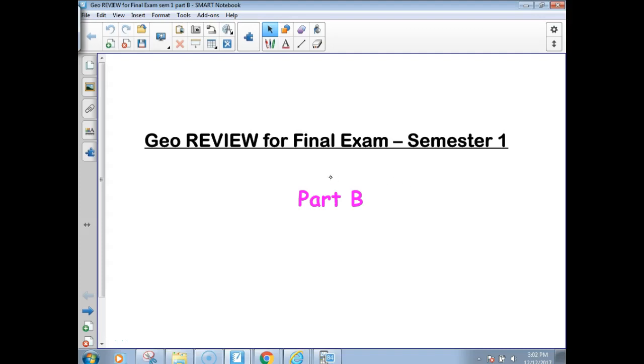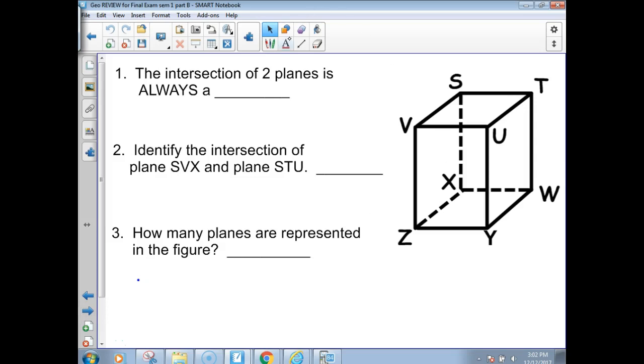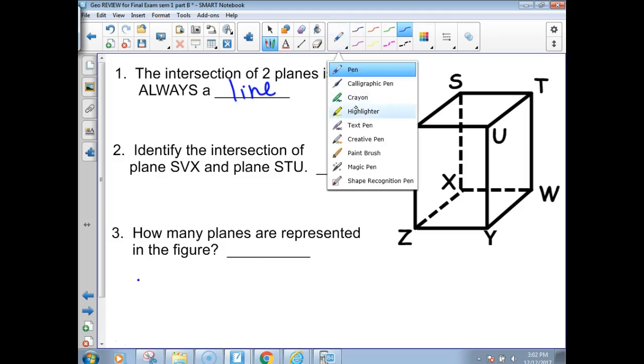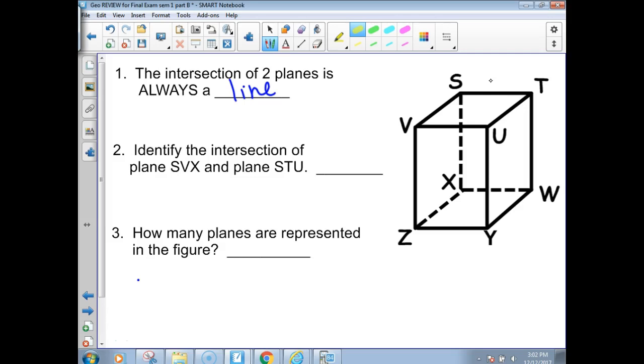Okay, I'm going to check page 1 of the review, part B. What is the intersection of two planes? Always, a line. Identify the intersection of plane SVX and STU.